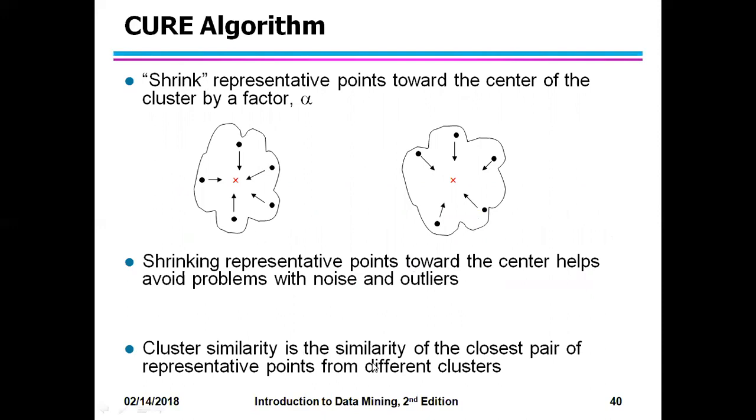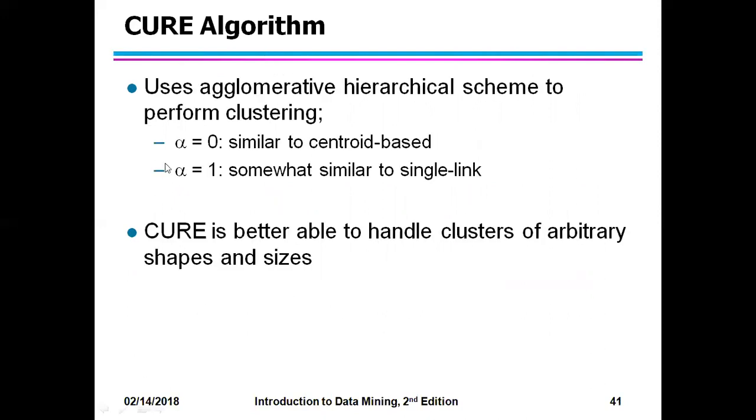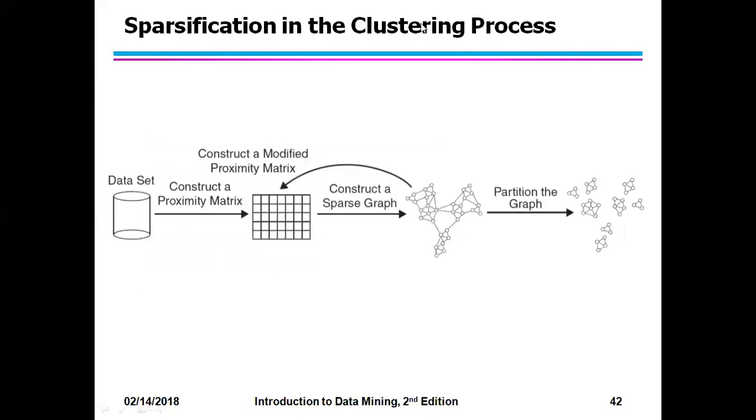Cluster similarity is the similarity of the closest pair of representative points from the different clusters. The algorithm says that if my alpha equals 0, it is similar to centroid-based. If it equals 1, it is somewhat similar to single link. It is better able to handle clusters of arbitrary shapes and sizes. Of course, there is no example given on this particular CURE algorithm, but this is how sparsification in the clustering process works.